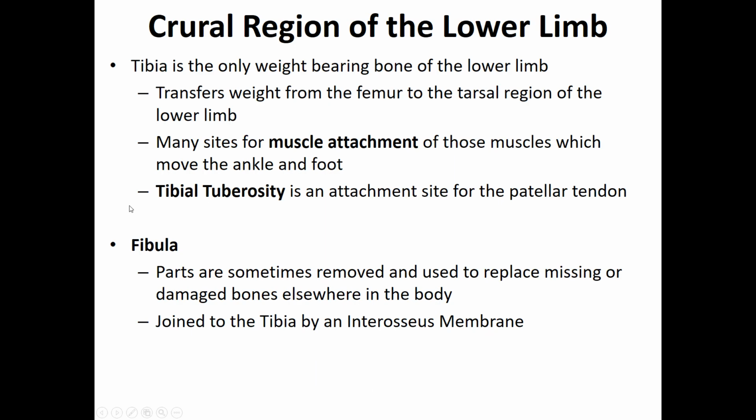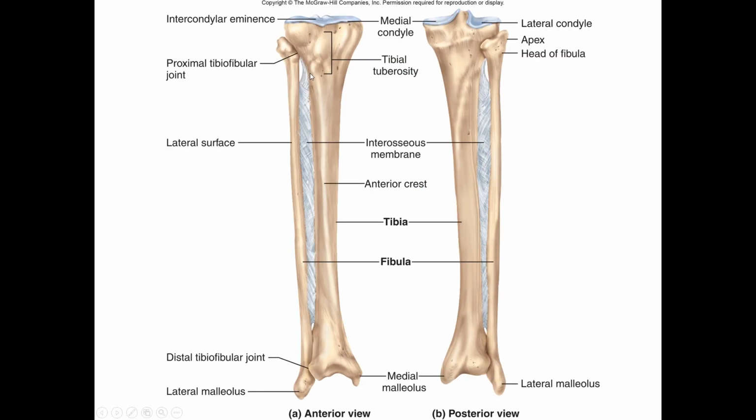The fibula itself is not actually weight-bearing. In fact, it doesn't serve a whole lot of purpose. It helps to kind of distribute muscle attachment, but it often gets removed in whole or in piece to replace missing or damaged bones elsewhere in the body. And so you can see him right over there, good old fibula.